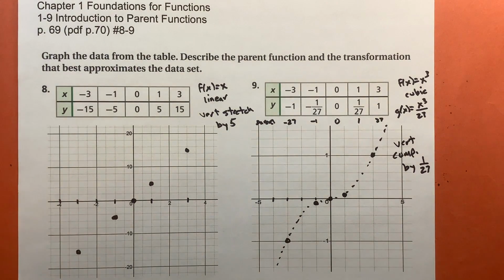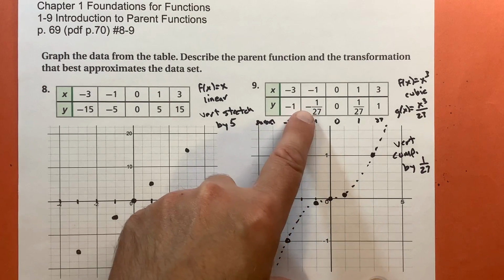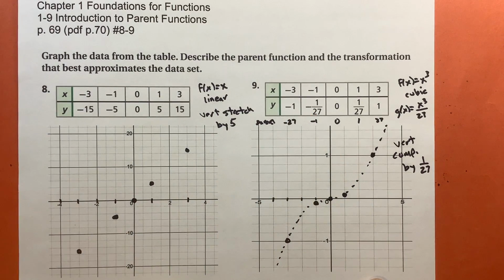That one's tricky. What I want you to get out of this is plot the data, see if it matches up with one of the parent functions that we know. Once you think it's that, try to figure out how, using arithmetic, compare -27 to -1, -1 to -1/27. Both times I'm dividing by 27.